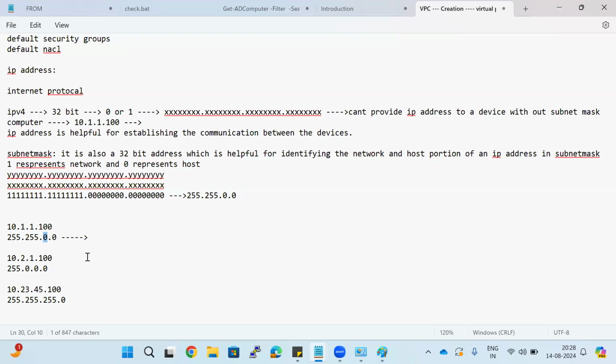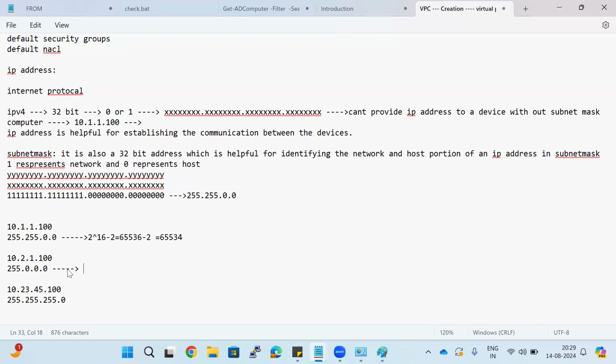What is a host? I said in the last class, a host is nothing but a device. So if you see here, there are 16 host bits. 2 to the power of 16 minus 2. That is 65,536 minus 2. In total you will get 65,534 devices.